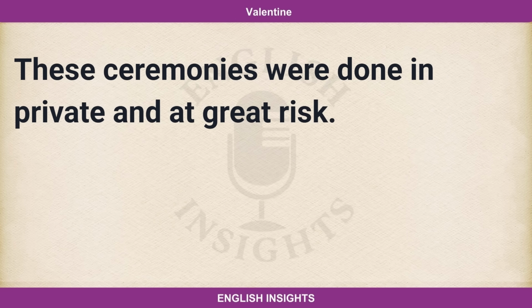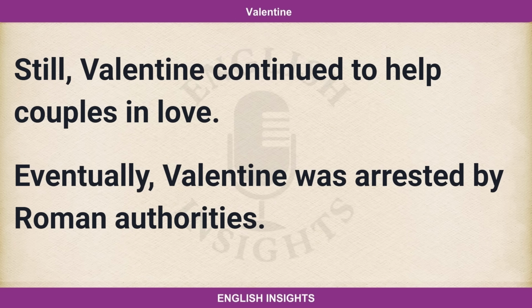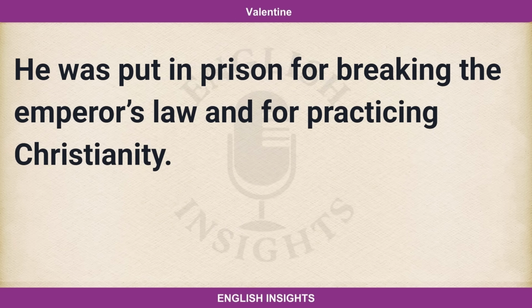These ceremonies were done in private and at great risk. He knew that if the emperor discovered his actions, he would be punished. Still, Valentine continued to help couples in love. Eventually, Valentine was arrested by Roman authorities. He was put in prison for breaking the emperor's law and for practicing Christianity.